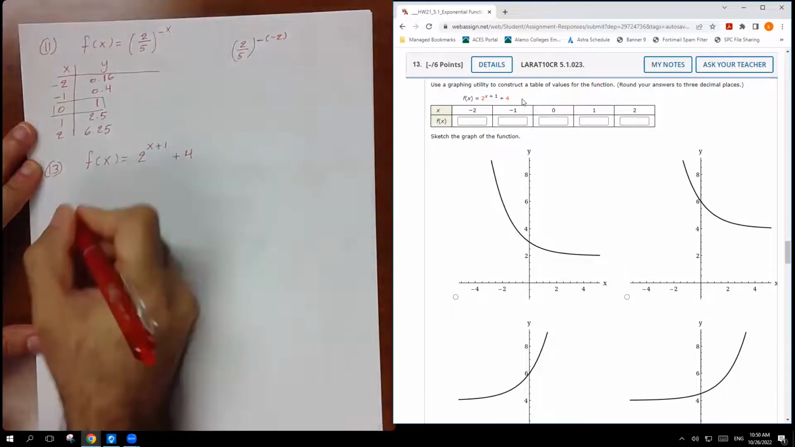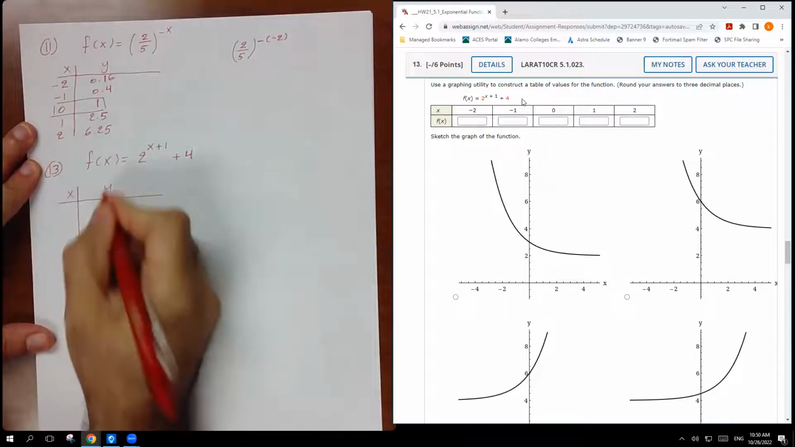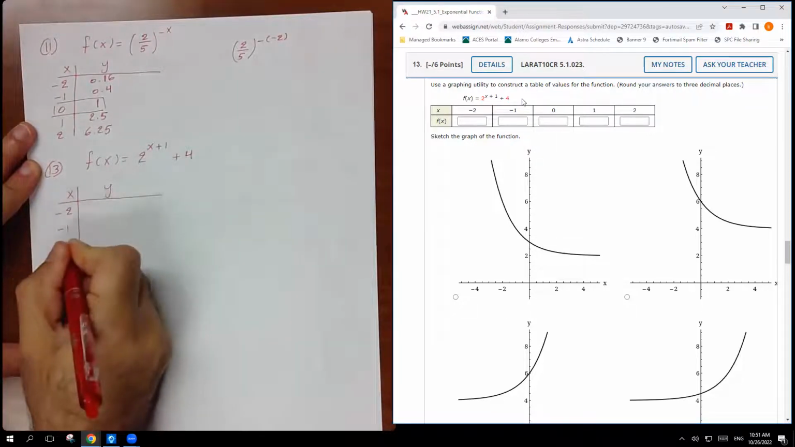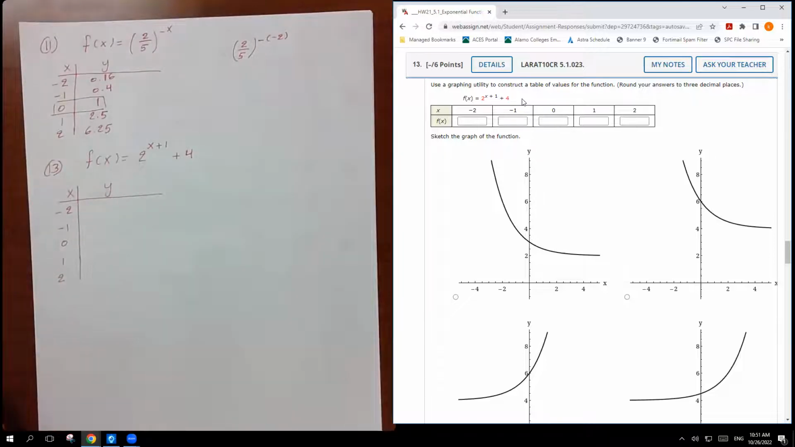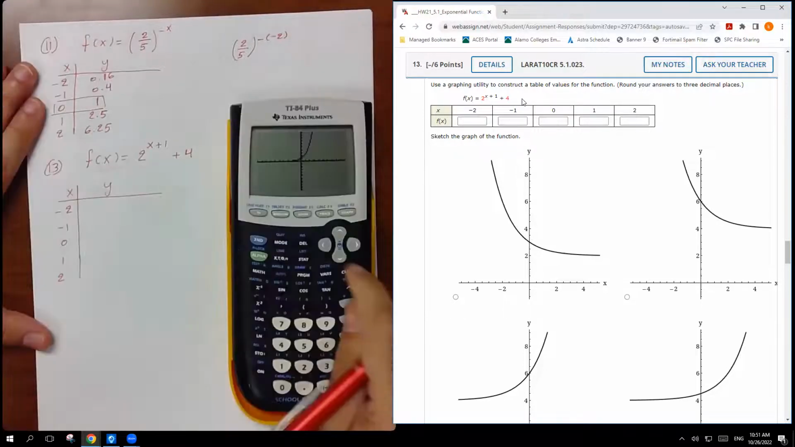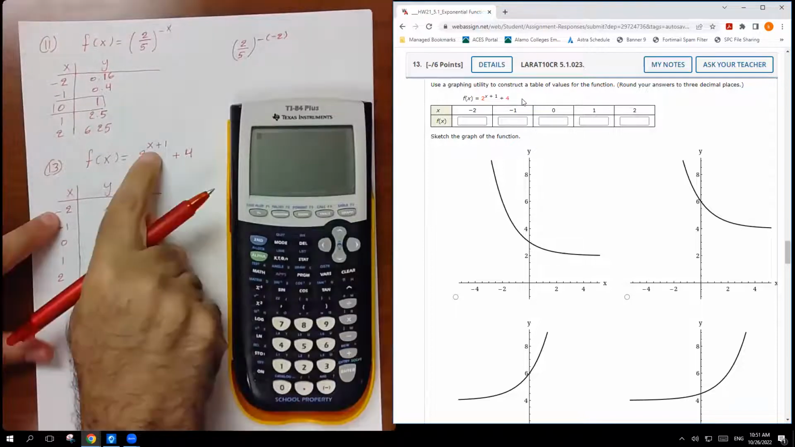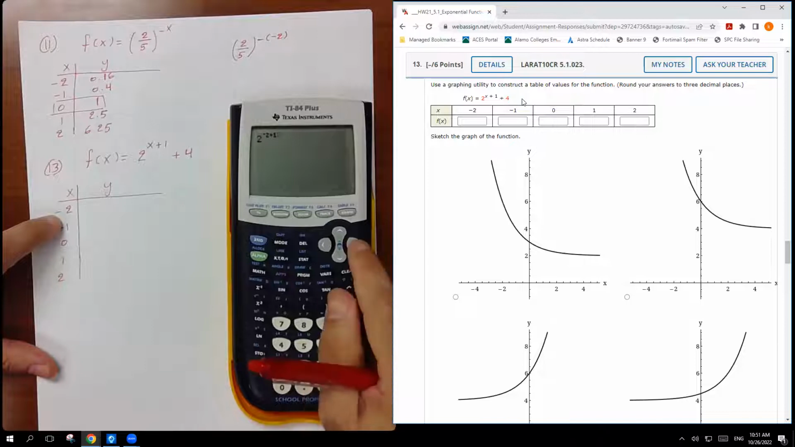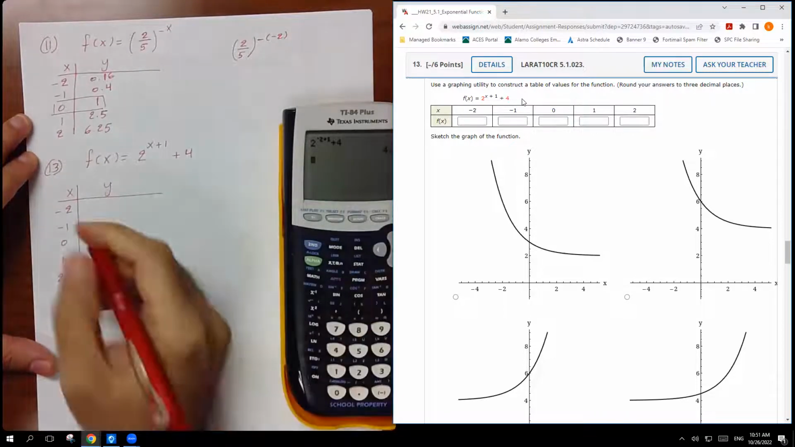So let's see how the table is going to be. This is x. We need to find the y. And the points are -2, -1, 0, 1, 2. Now let's check by plugging these numbers in to find the y. The first thing, we're going to plug in -2 here. So it's going to be 2 to the exponent -2 plus 1. I'm going to go down now here and say plus 4. The result is going to be 4.5.